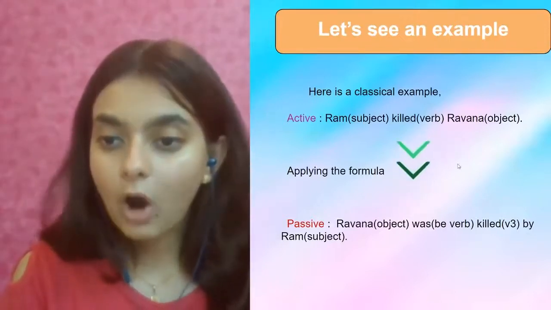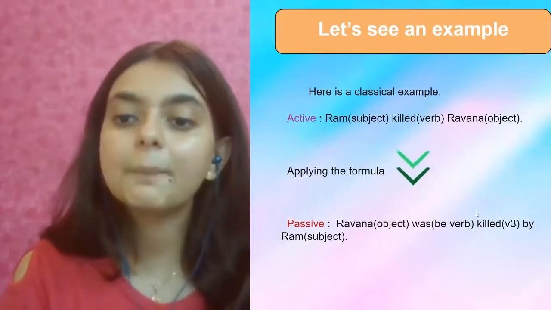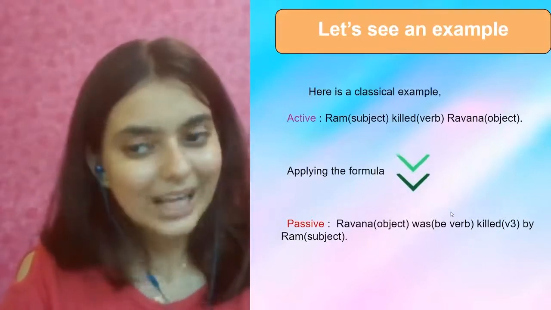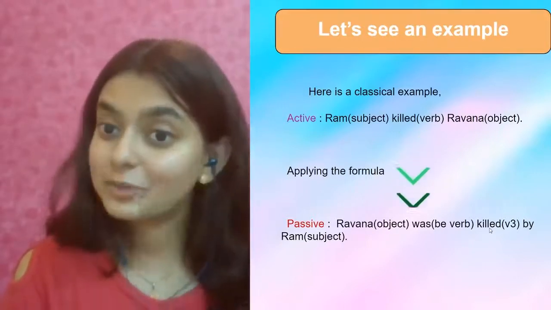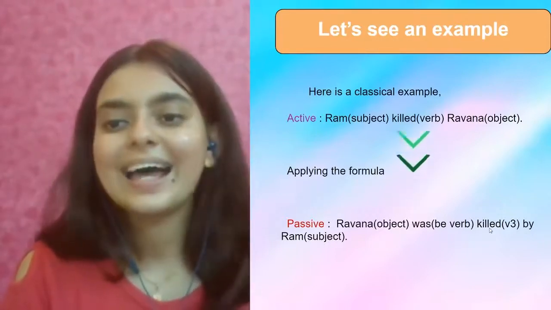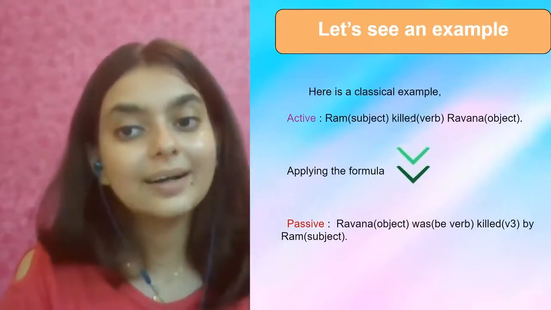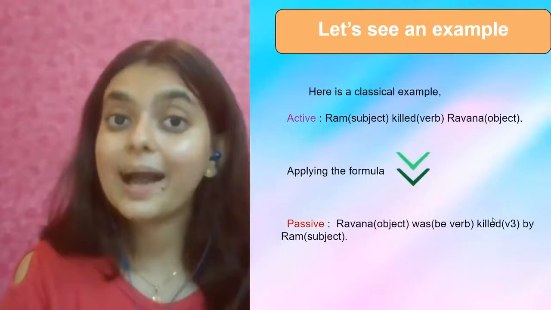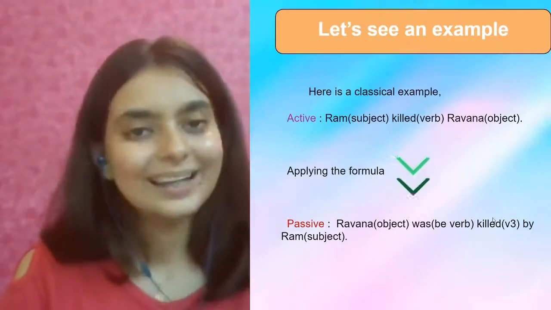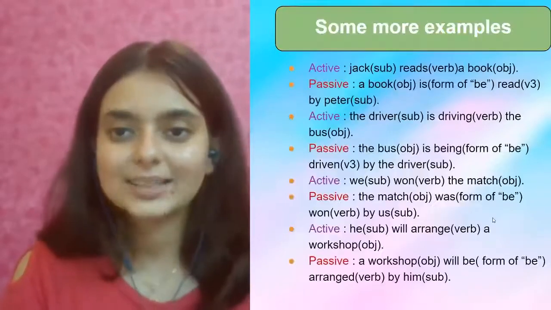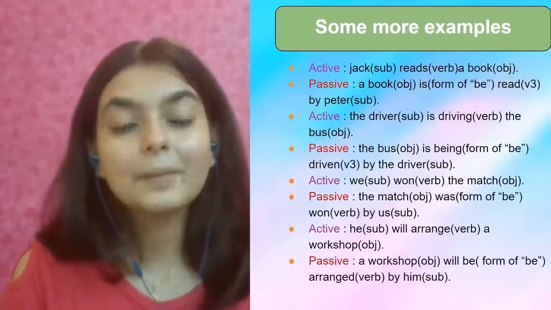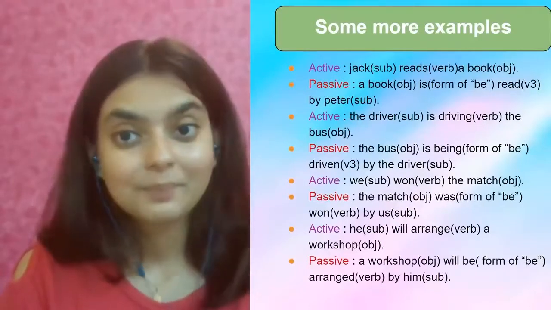So Ravana was. Was is the verb of to be. Okay. Killed is V3. Okay. And this is V2. Killed over here is V2, but over here it becomes V3. Okay. By Ram. That is subject. Some more examples to clarify your concept.